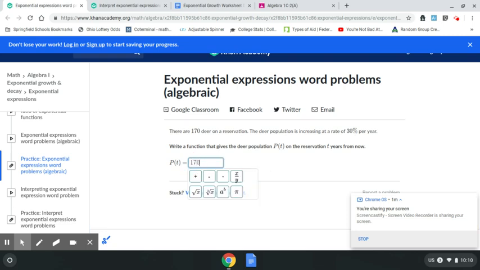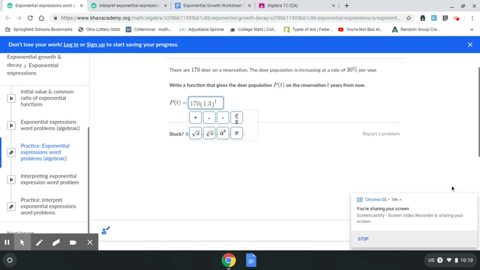So our initial value is 170. Inside parentheses, 1.3. We raise that to the exponent they told us to, which in this case is t again, and we check our answer.